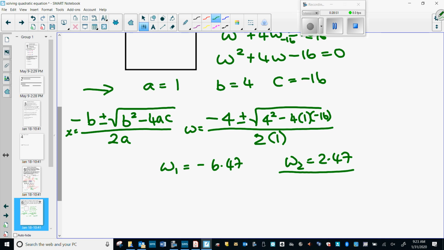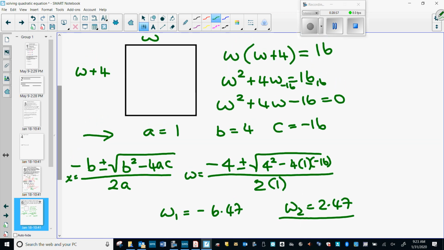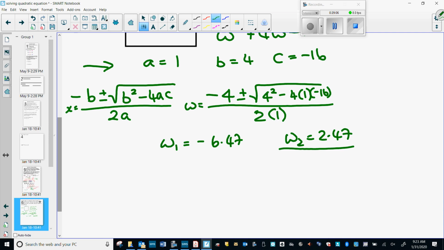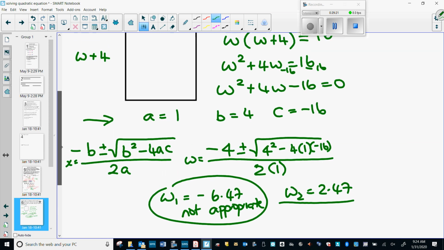Why? How do you know? Okay, the first one's negative 6. So when you put a negative into here, you can't have a negative length. So it's not appropriate, not an option. So W2 is 2.47.